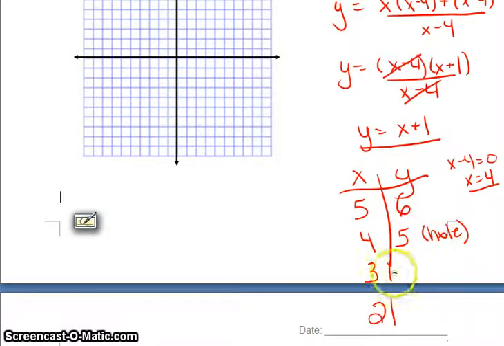So don't actually graph that there, okay? Then for x is equal to 3, we have 3 plus 1, so y is equal to 4. And then we have x is equal to 2, so we have 2 plus 1, which is 3. And if you notice, it follows that same pattern of a linear equation, so they all move up by the same amount. And from here, we can graph it.